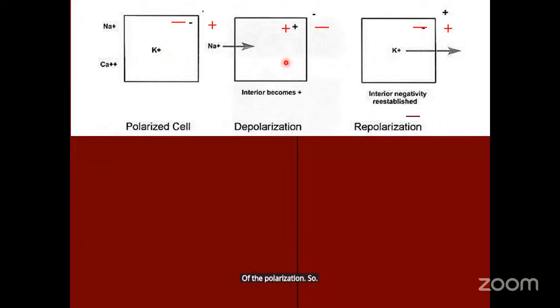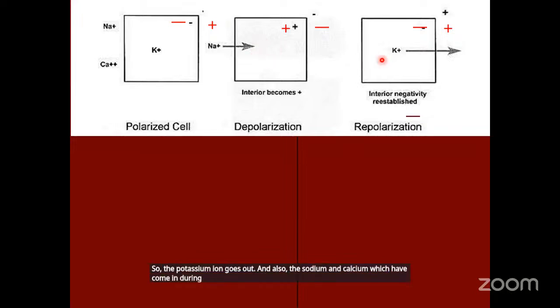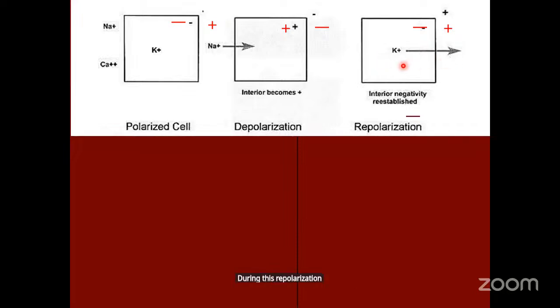So for that, what it has to do is it has to actually eliminate positively charged ions from inside the cell to outside the cell. The main positive charge ion which goes out to get the intracellular negativity is the potassium ion. The sodium and calcium which have come in during the depolarization also go out through various channels. But the main ion which goes out during this repolarization process is potassium.